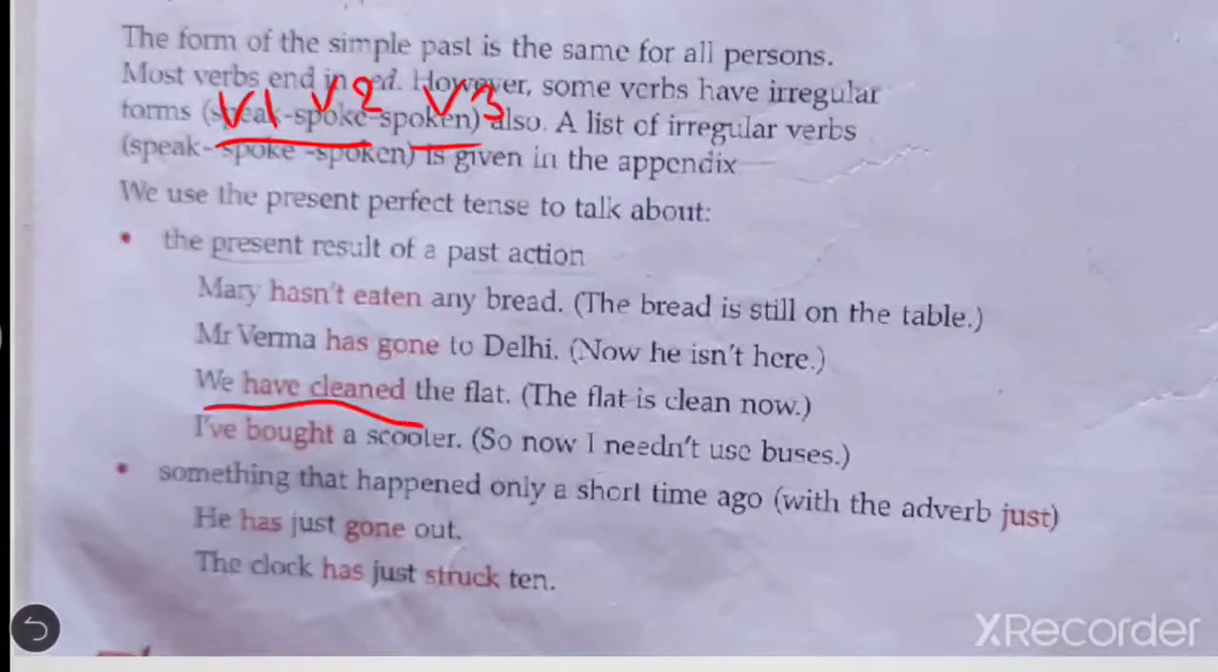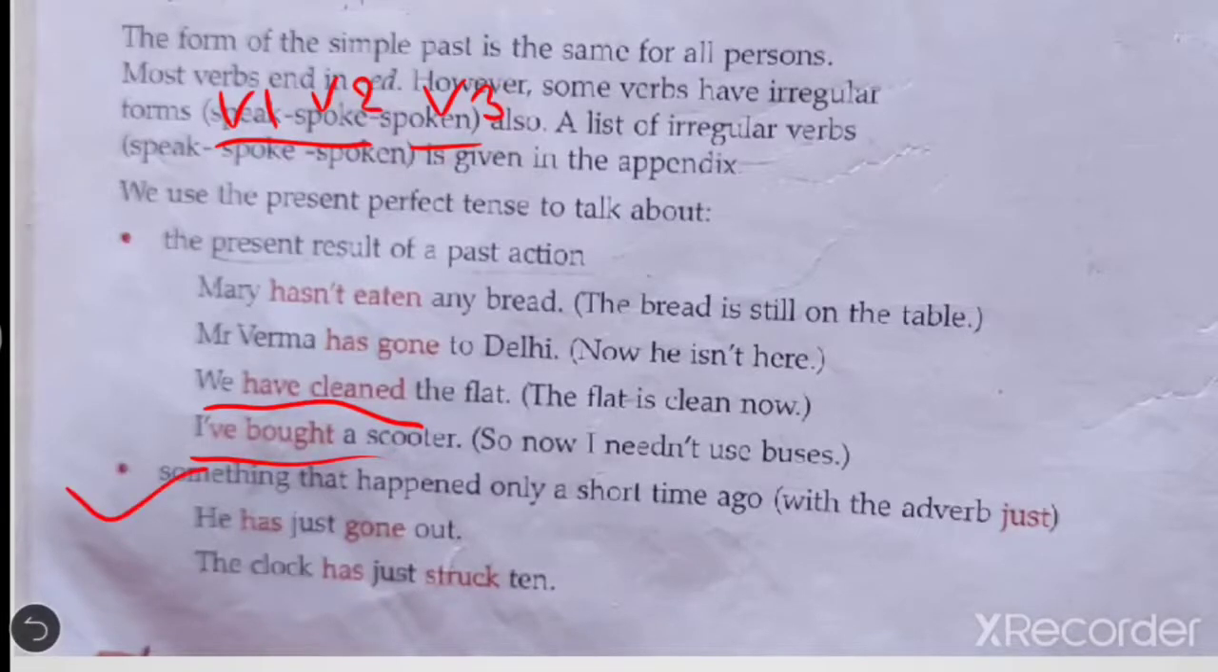In the past, someone cleaned, and the effect is there that the flat is still clean. So we have cleaned the flat. I bought a scooter. Now I needn't use buses. I bought it in the past, and in the present also I'm using that scooter. So for that I bought a scooter. The action took place in the past, but some effects we can still feel in the present.